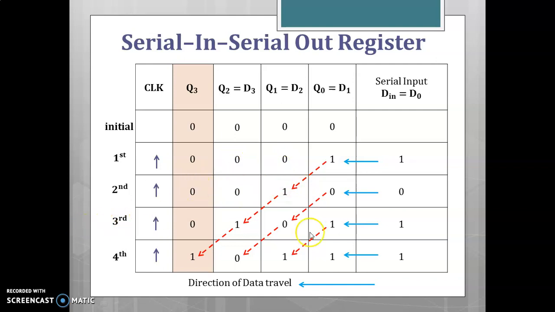During the third clock pulse, the next input data is entered serially. So 1 is given as the input for this flip-flop and 0 is shifted here, 1 shifted here, 0 is shifted here. And during the fourth clock pulse, the next data 1 is entered to this flip-flop and 1 here is shifted here and 0 shifted here and 1 here shifted here. So it requires 4 clock pulses to store a 4-bit word. So in the serial in, serial out shift register, only the Q3 output is available.